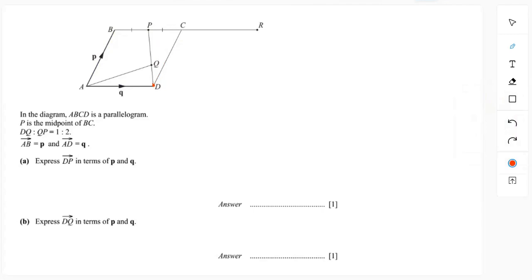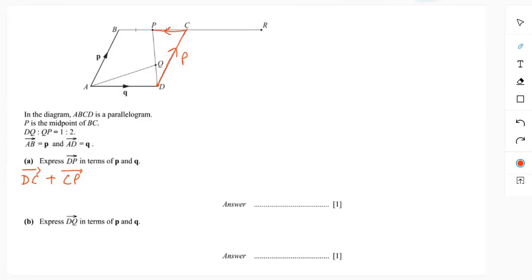We can go from D to C. Let's do it this way. D से C पे चले गए. Now we know that this vector is P. अगर ये vector P है, ABCD is a parallelogram, तो ये vector भी P होना चाहिए. We can say this is DC plus CP, and then we go from C to P. Okay. Now, how do you find CP?